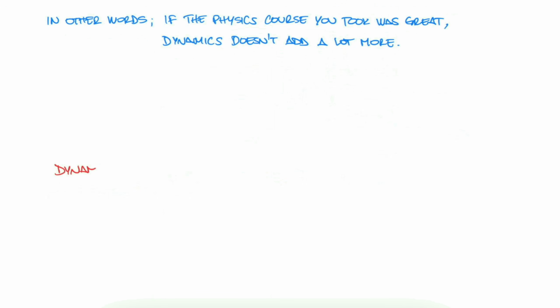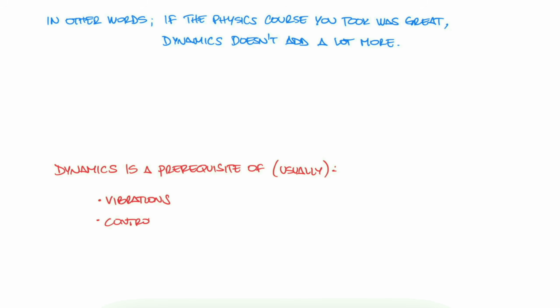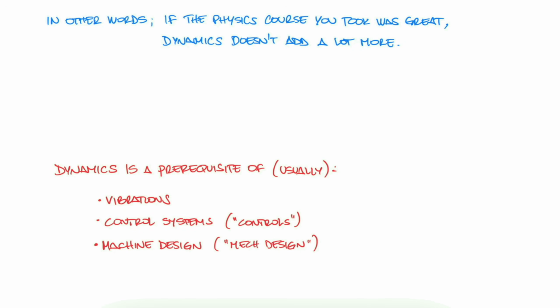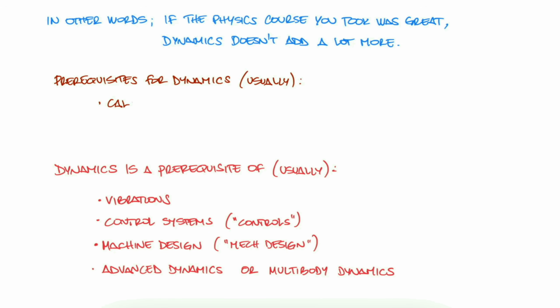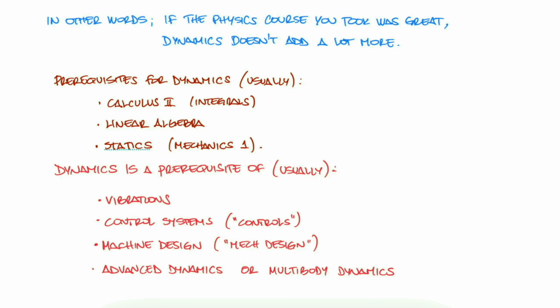The dynamics course is usually a prerequisite for other engineering courses like vibrations, control systems, machine design, and advanced or multi-body dynamics. Its prerequisites often include calculus, linear algebra, and statics, or mechanics 1. The course content and sequence of topics heavily varies depending on the instructor or the textbook they follow.